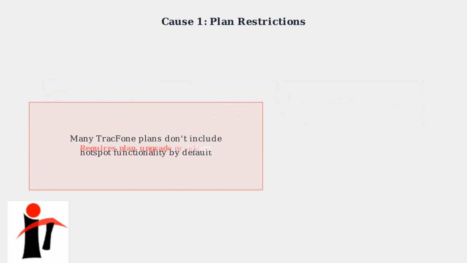The most common cause is plan restrictions. Many TracFone plans simply don't include hotspot functionality by default. This means even if your phone supports it, your plan may not allow it.